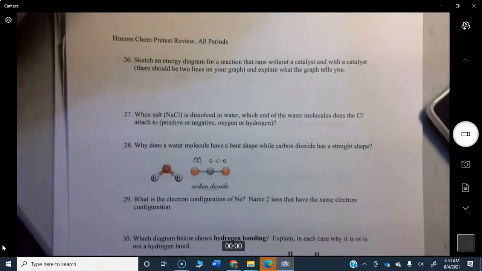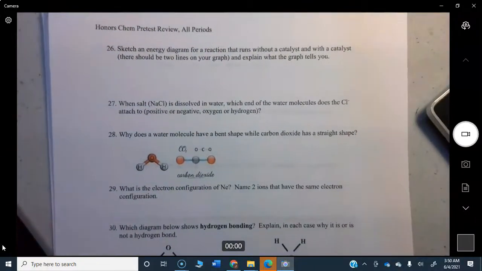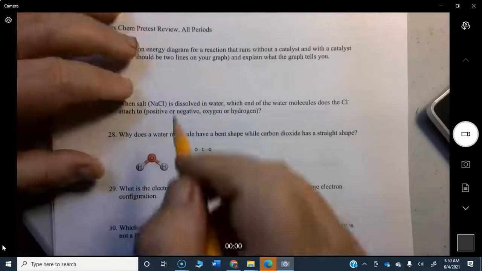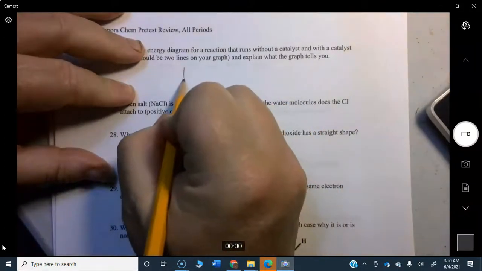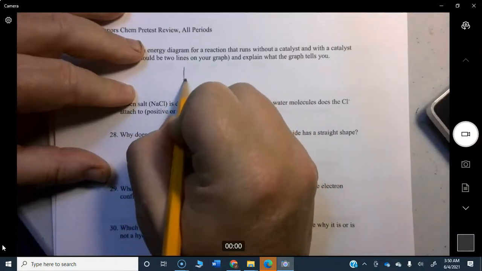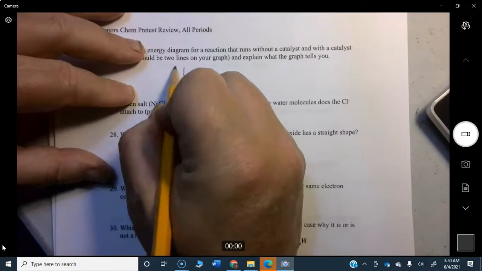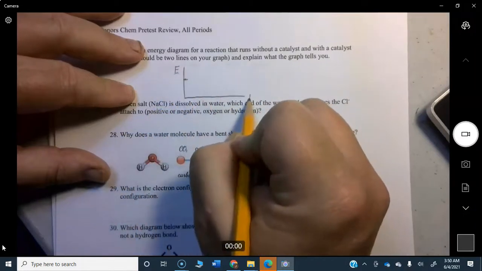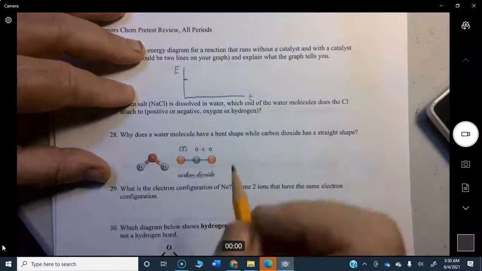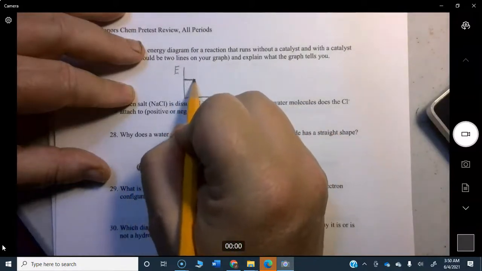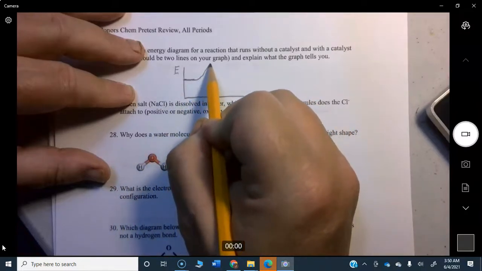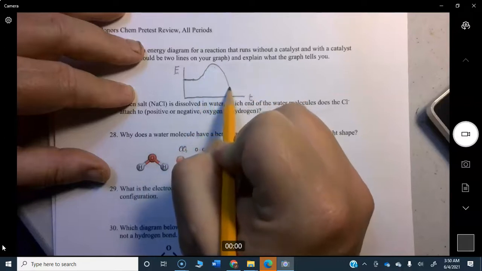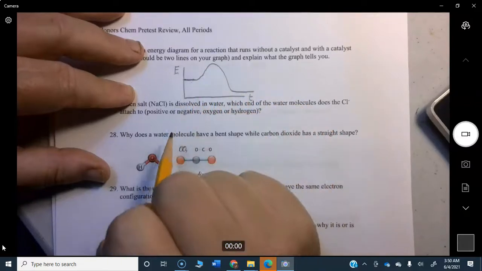All right, 26. Sketch an energy diagram for a reaction that runs without a catalyst and with a catalyst. So there's 2 lines, very simple. Just asking you to do this. Let's just assume it's an exothermic reaction. So it's going to start here. This is energy on this axis, and this is, you could just call it time. It's just how the reaction is running. There's the energy level of the reactants. That's what you start with. You have to put energy in, get it up over that energy hill, and then it comes down, and if it's exothermic, this line will be lower than this line, okay?